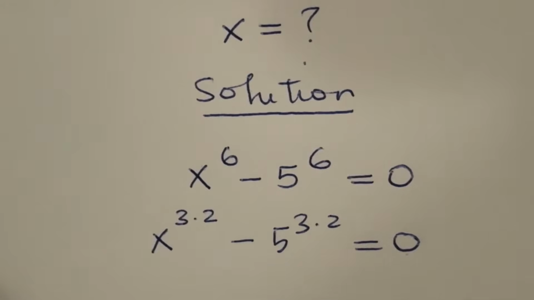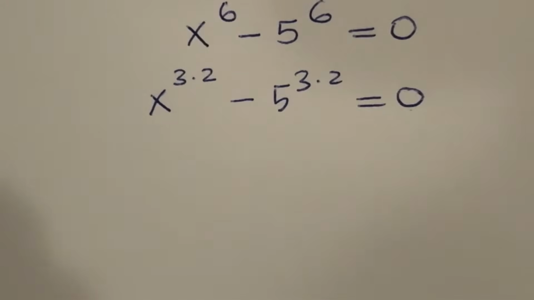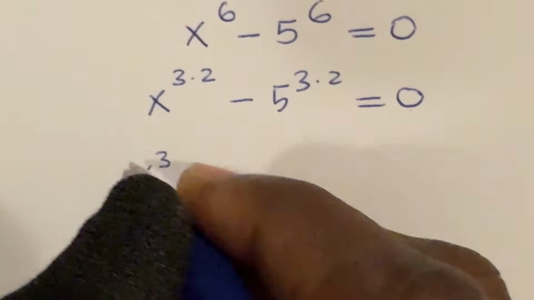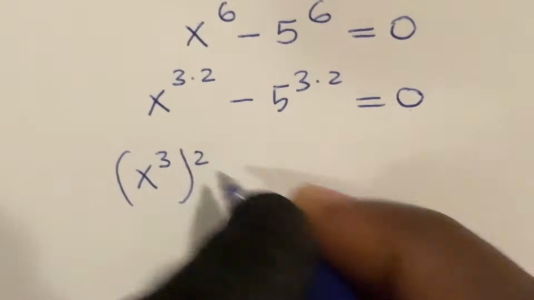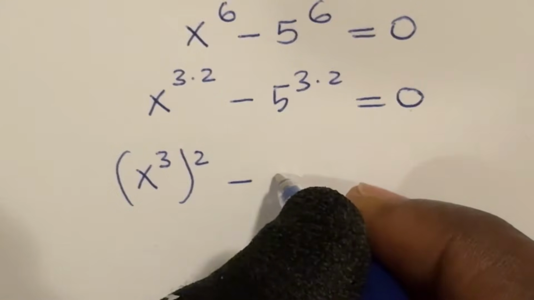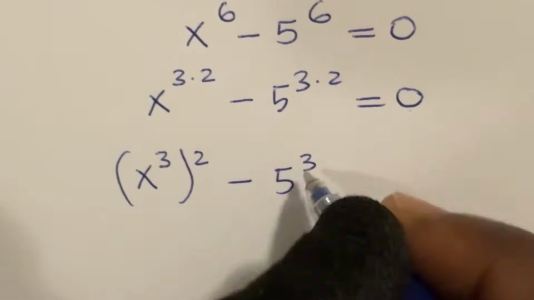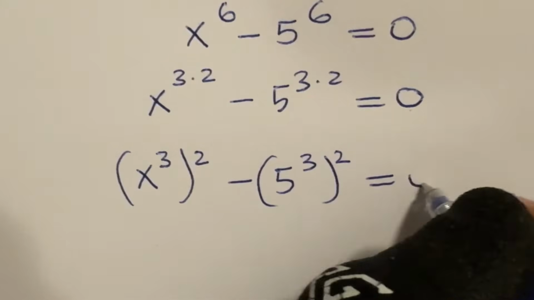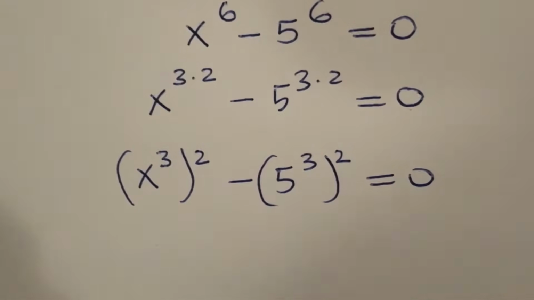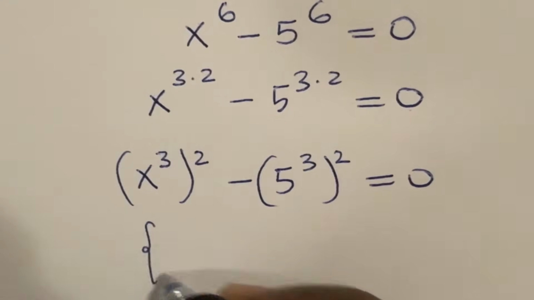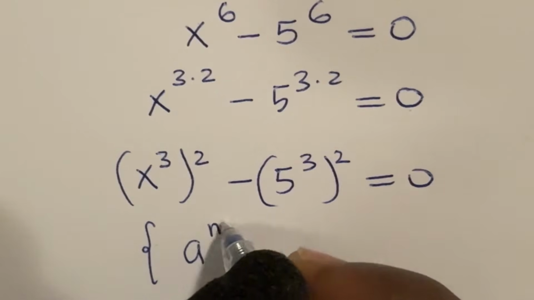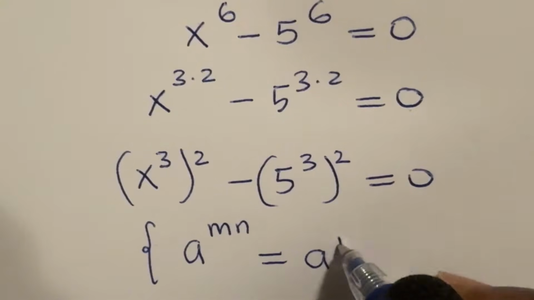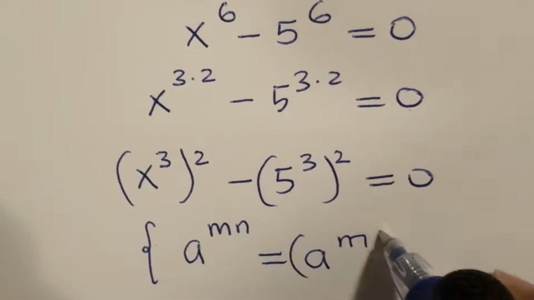This can be written as x raised to power 3 raised to power 2 minus 5 raised to power 3 raised to power 2 is equal to 0. This is according to the law of indices that says a raised to power mn can also be written as a raised to power m raised to power n.